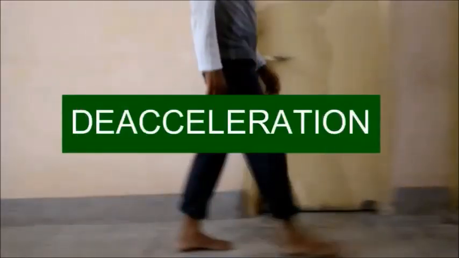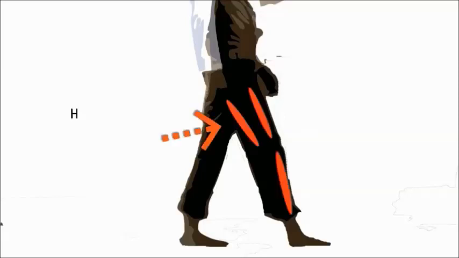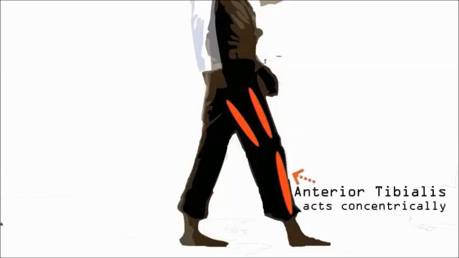The final phase, deceleration. This is the final stage of gait cycle. Now, the swinging leg needs to slow down and stop to prepare for the next phase, that is heel strike. Here, hamstring acts eccentrically to decelerate the swinging leg. Tibialis anterior acts concentrically to hold ankle in position for heel strike.